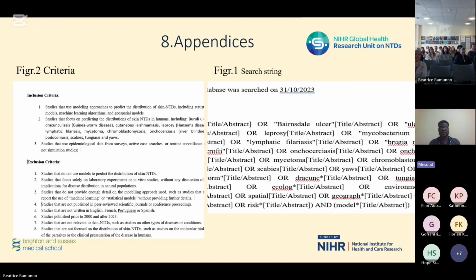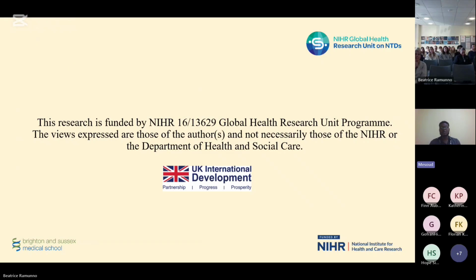This is the inclusion criteria and the research strategy. This research is funded by NIHR, a Global Health Research Unit program. I really thank you for having me and for these opportunities. I will end this presentation with the famous saying: all models are wrong, but some are useful. Thank you so much.